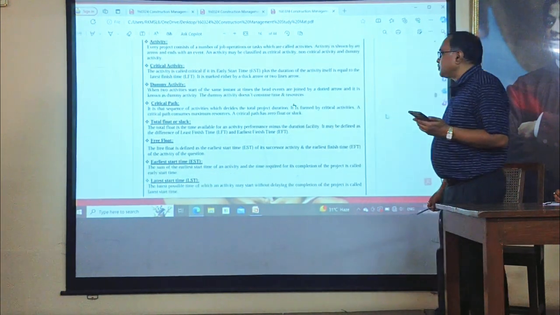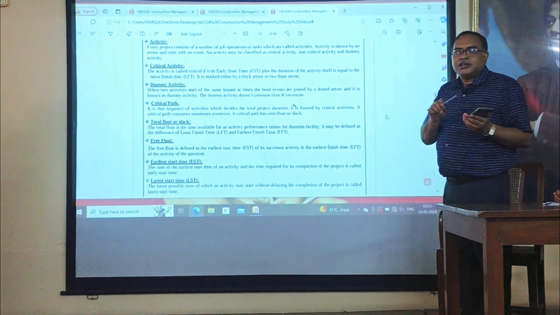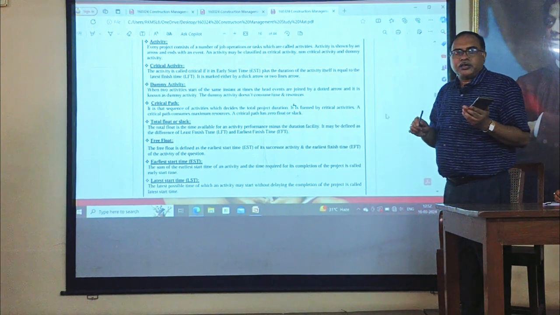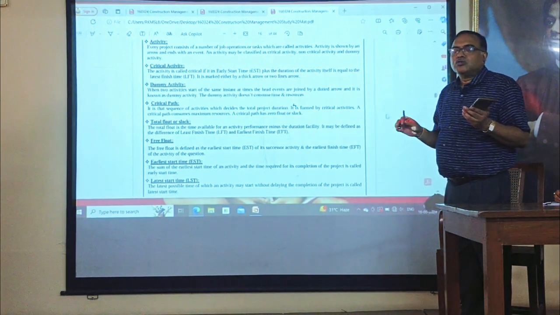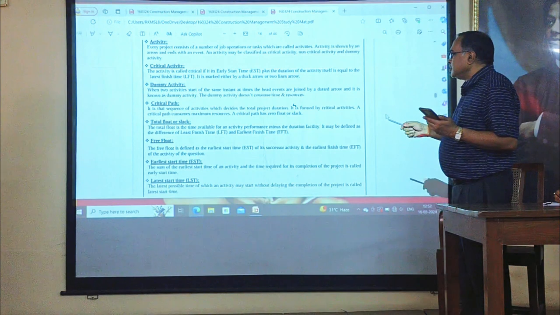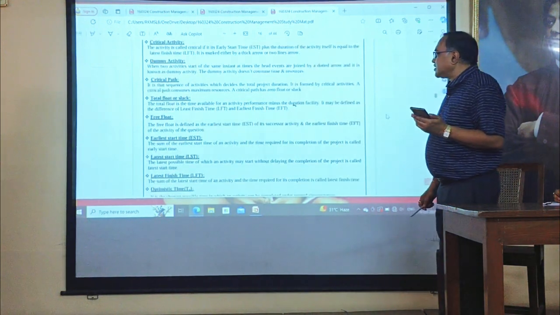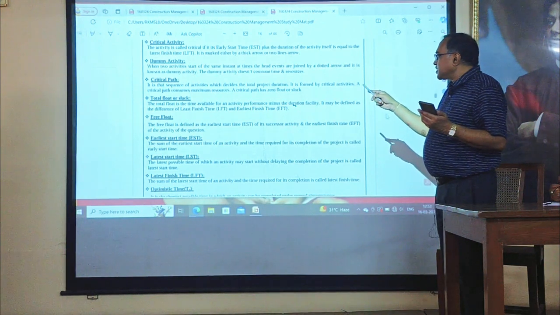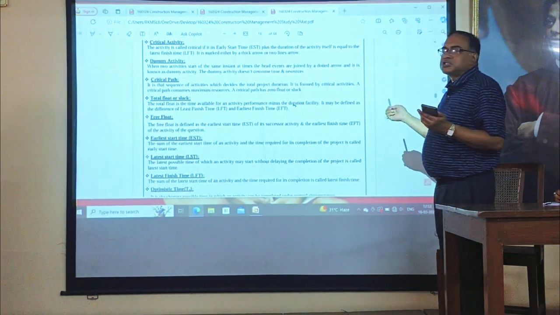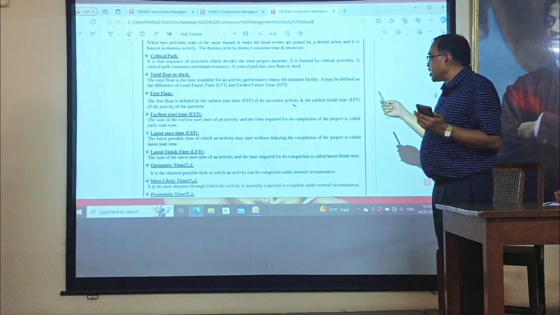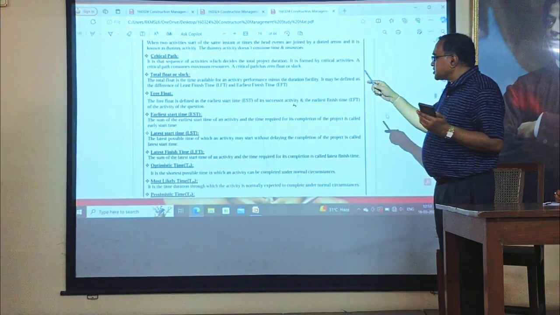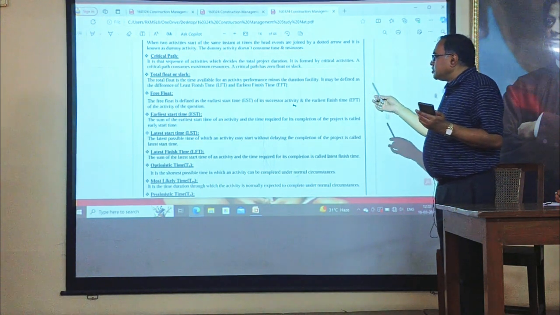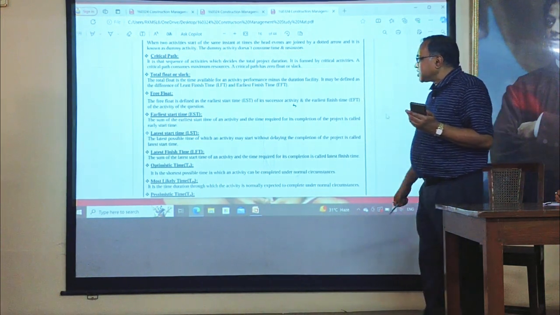Next is our critical path. Critical path is the line through which critical activities will flow, and in these activities, there is no float or slack. Next is total float or slack. It is the difference between latest finish time and earliest finish time. Similarly, latest start time minus early start time. Free float and total float.